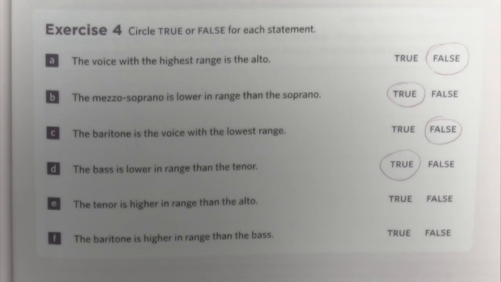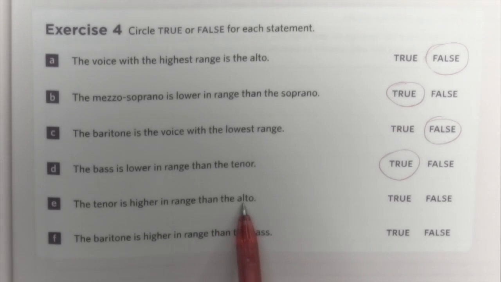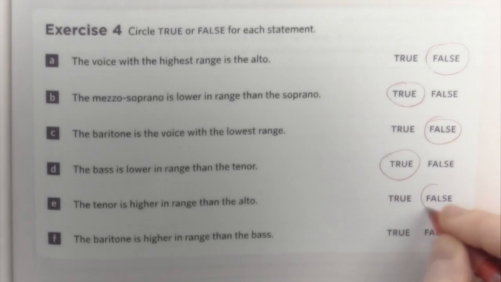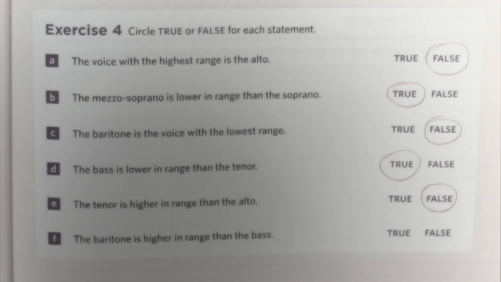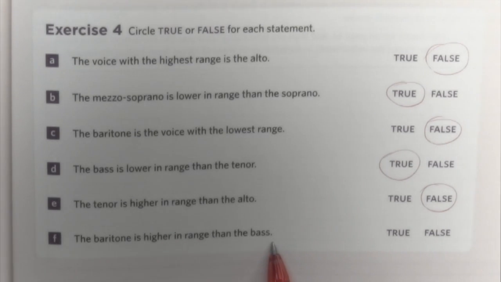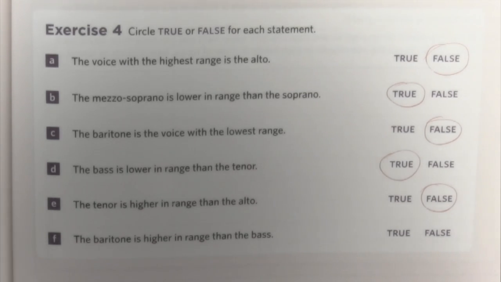So the tenor is a higher voice than the alto clef, and that is incorrect because the tenor is a male voice and the alto clef is for women, so this is false. The baritone is higher than the bass, so that is correct because the bass is the lowest, so definitely true.